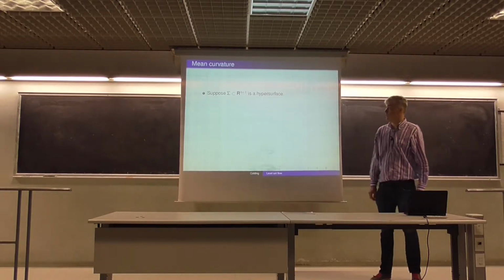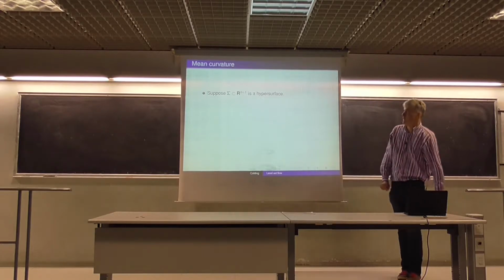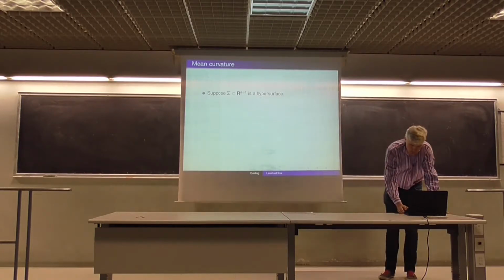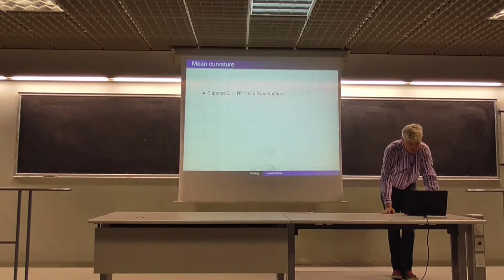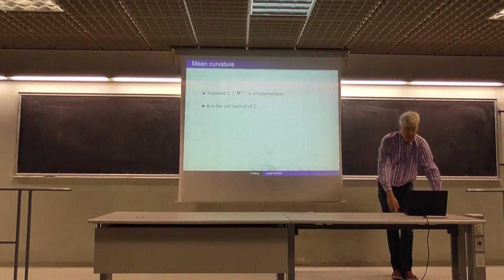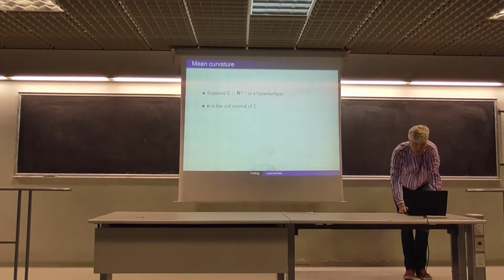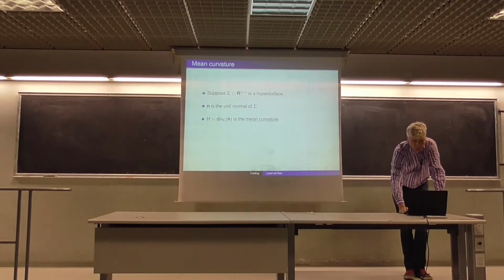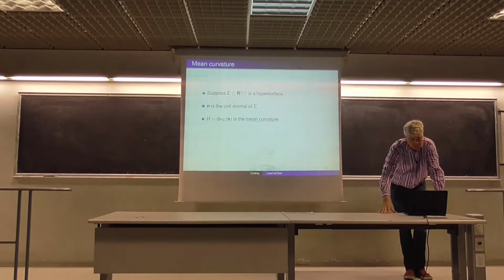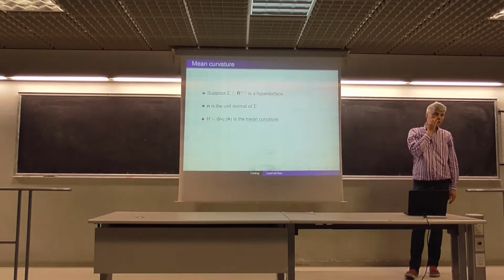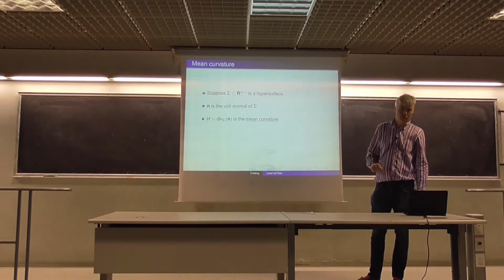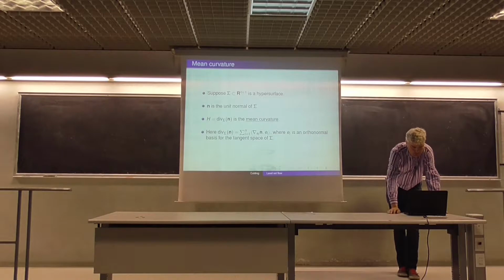If sigma is a hypersurface in Euclidean space, my hypersurface will always be embedded, and I'm assuming that it is smooth. Here n is the unit normal of this hypersurface. H is the mean curvature scalar, the divergence of the unit normal. I'm distinguishing between the scalar and the vector. The vector is basically this times the unit normal, or usually this times minus the unit normal.